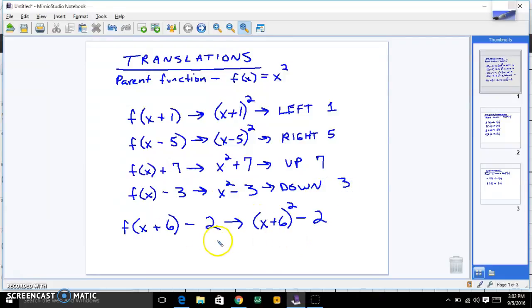Now we have a combo. We got two different types of translations. We got an x plus 6 in parentheses, and we have a minus 2 outside the parentheses. So the plus 6 part here, that's going to move the graph 6 to the left. Remember, inside the parentheses, plus means go left. Outside the parentheses, that means vertical, so that's going to move it down 2. So we have the parent function graph, move it 6 left and 2 down. And there's your translations.